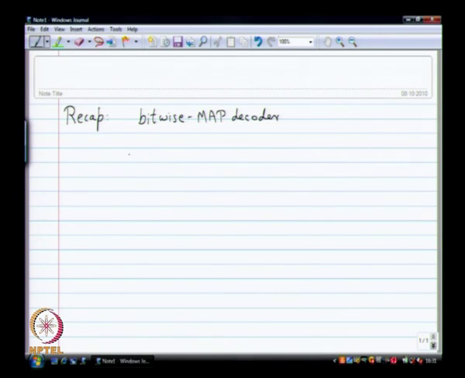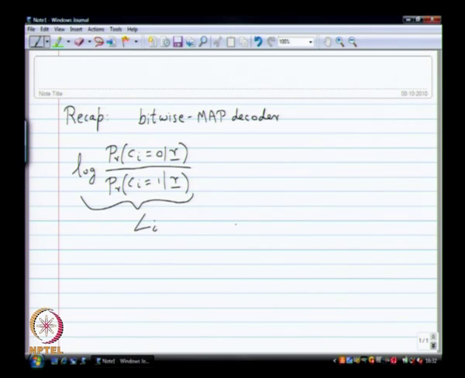Okay. So the essential idea is to compute what is known as the log likelihood ratio given the entire vector. I might have called it the vector log likelihood ratio. So basically we want to compute the probability that a particular transmitted bit is 0 given the entire received vector r, divided by the probability that the bit is 1 given the entire vector r. So log of this is the log likelihood ratio that you want to compute, which we denoted capital Li for instance.